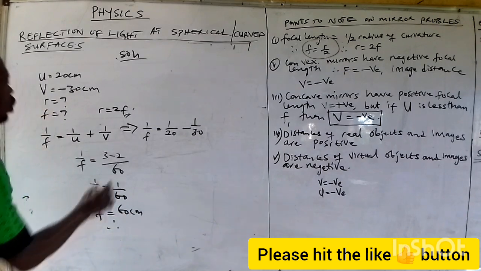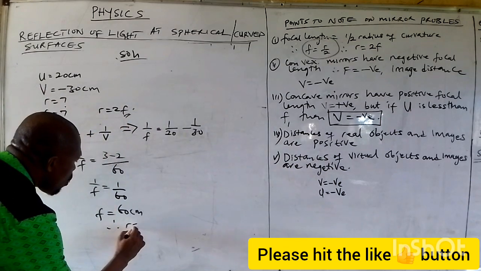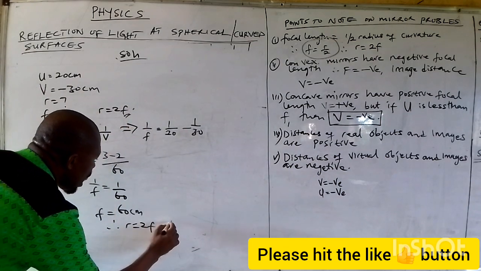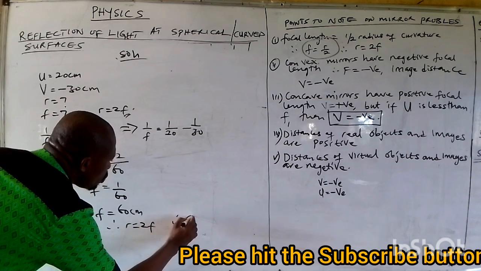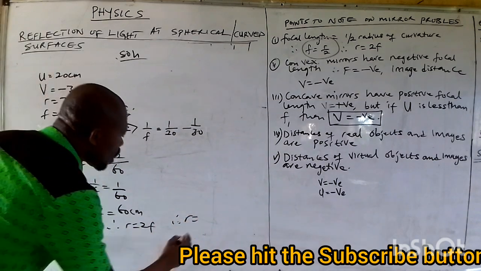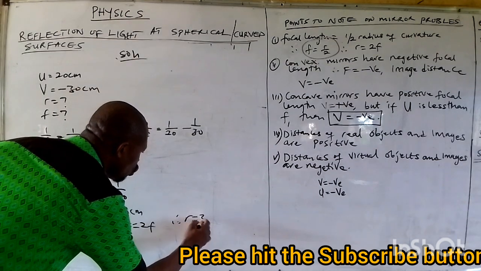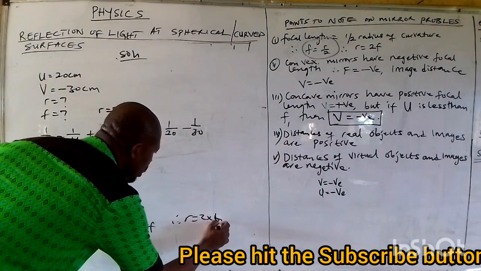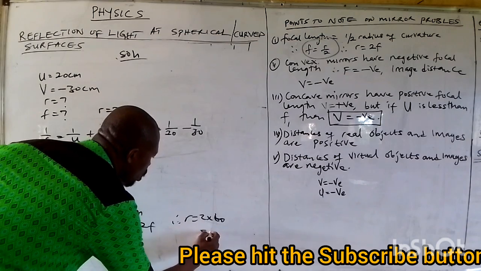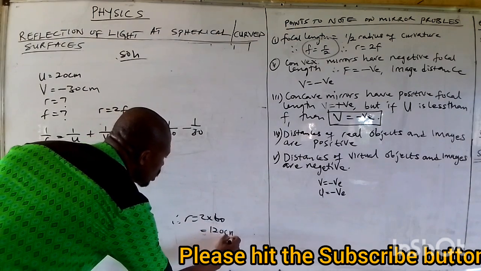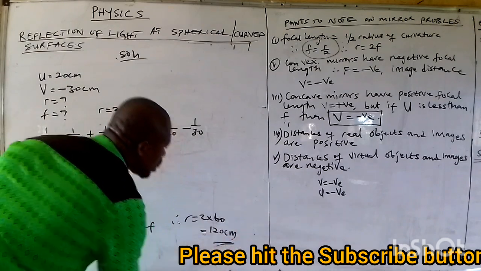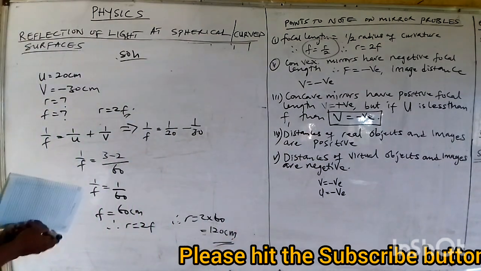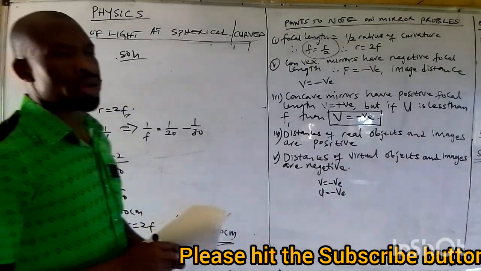In other words, since we're looking for R, R is 2F. The radius of curvature of the mirror is 2 times 60, and 2 times 60 gives us 120 centimeters. So this is the radius of curvature of the mirror.